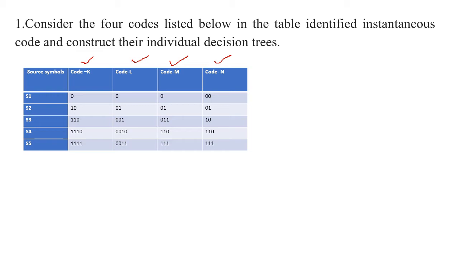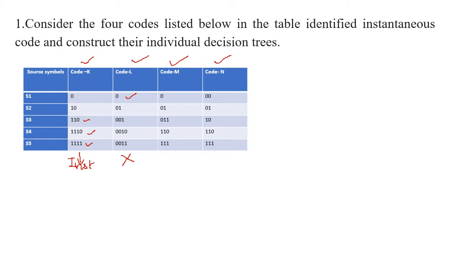0 is not a prefix of the S2 code word, 10 is not a prefix of S3, 110 is also not a prefix of S4, and 1110 is not a prefix of S5. So we can tell that this is an instantaneous code. Code K is instantaneous. Next we'll see code L. In code L, for symbol S1 we have the code word 0. Now 0 is the prefix of the code word for symbol S2, which should not be the case for the instantaneous property. So this is not an instantaneous code.